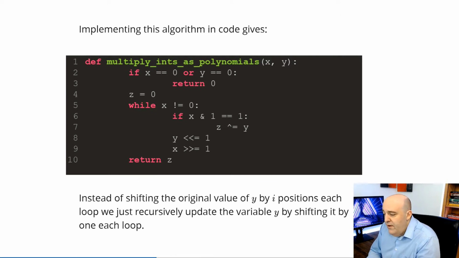If it's equal to 1, then we add the current value of y onto our running sum of z, which is initialized to be 0. Instead of left shifting the original value of y by i times each cycle of the loop, we just move y by 1 to the left each cycle of the loop and update it like that. So we don't keep the original value of y. We just update it each cycle of the loop. And that's the same thing as shifting the original value of y to the left by i units. And when x eventually becomes 0, then we're done, and the value of z is what we're looking for.